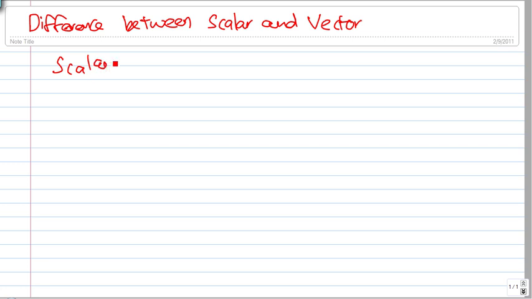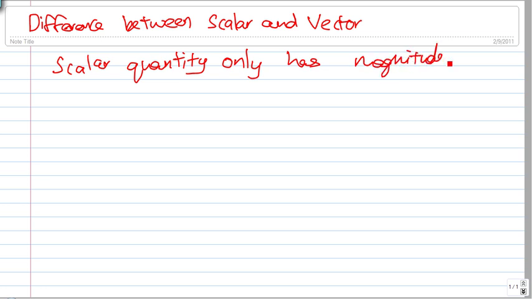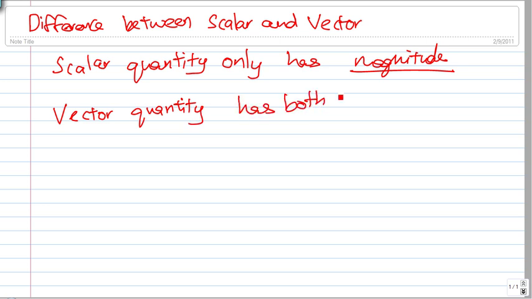Okay, a scalar, or rather a scalar quantity, only has magnitude. Alright, whereas a vector quantity has both direction and magnitude.